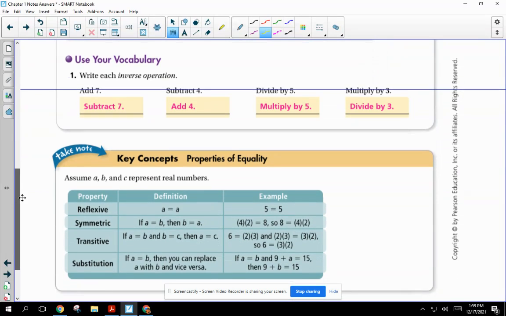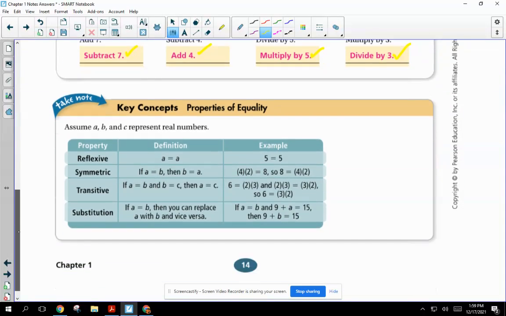Use your vocabulary. Write each inverse operation. What's the opposite of add 7? Subtract 7. Subtract 4, add 4. Divide by 5, multiply by 5. Divide by 3, or multiply by 3 is the opposite of divide by 3.